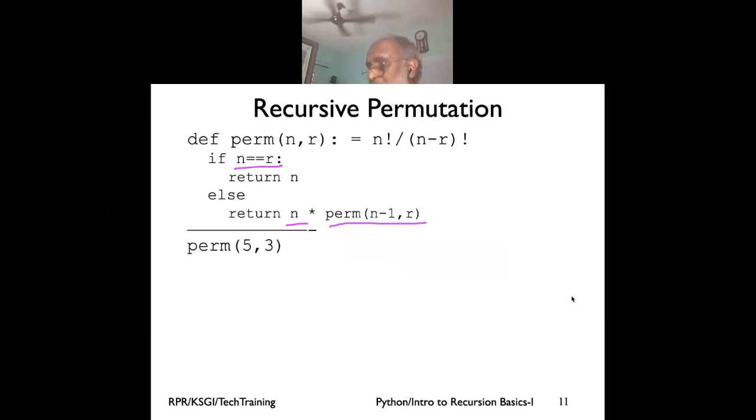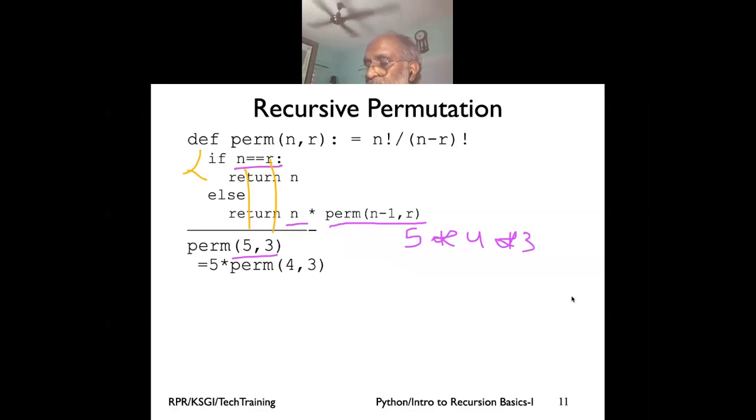No, let's look at it. Look at the example there. Let's say we need to compute permutation 5, 3. So we know permutation 5, 3 is 5 star 4 star 3. How does it work? Now when I call permutation 5, 3, n is my 5 and r is my 3. That means this condition fails. So I need to return 5 star permutation 4, 3.